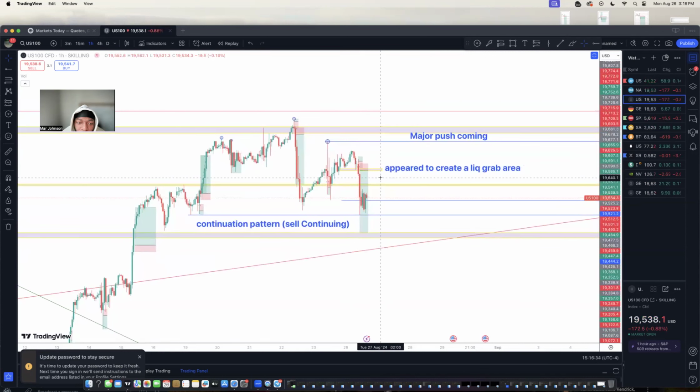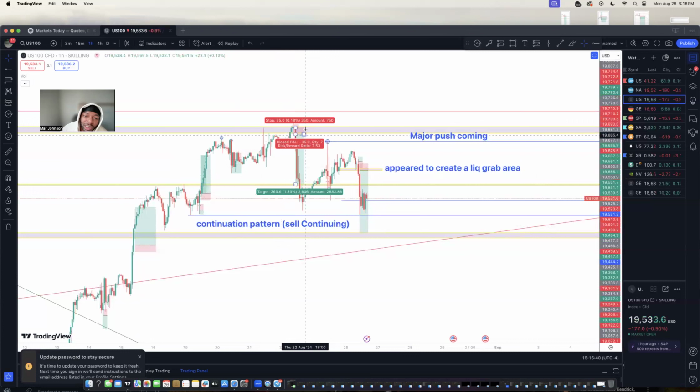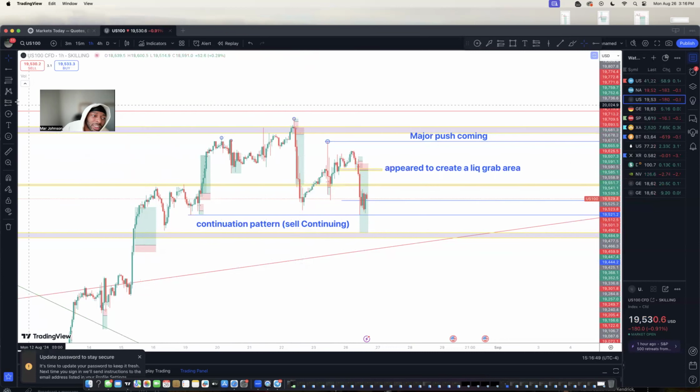Now a few things are going on right now. If you look at my screen, you see this is a continuation pattern. A continuation pattern usually looks like this: a massive sell and then a slow incline up. And this was last week, I think this was Thursday. So we have a continuation pattern that has been formed.